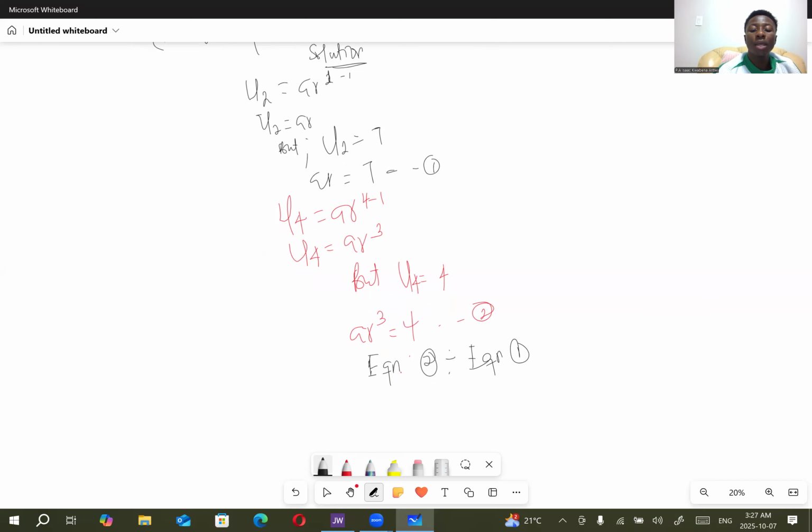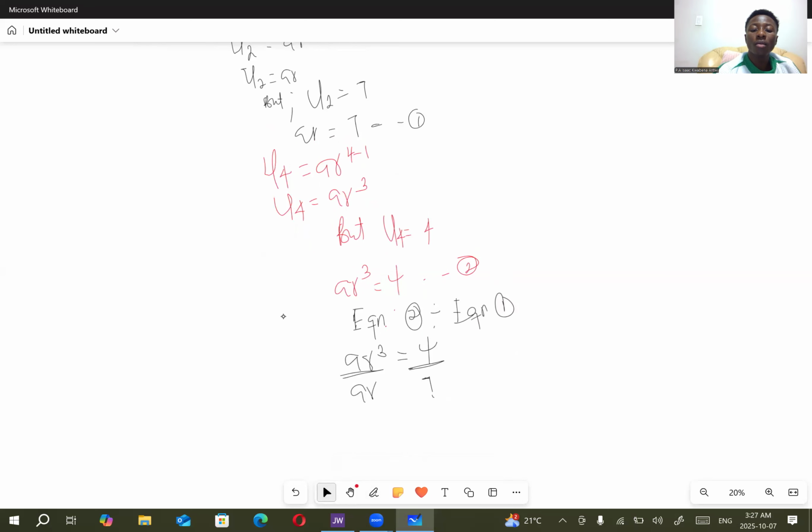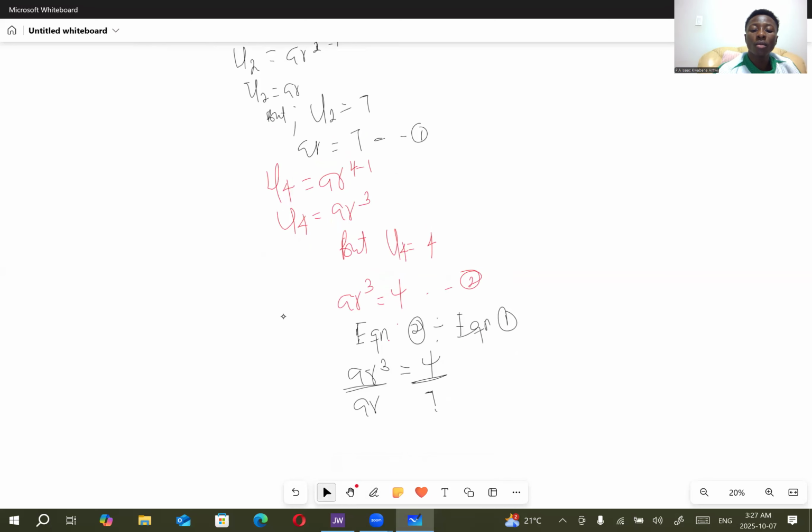But I mean, this looks very simple to me. If this is the case, equation 2 is AR exponent 3 equals 4. So if I'm dividing by equation 1, AR, you see, here 2 over what? You see that part is what? AR equals 7. It's nine, not seven.